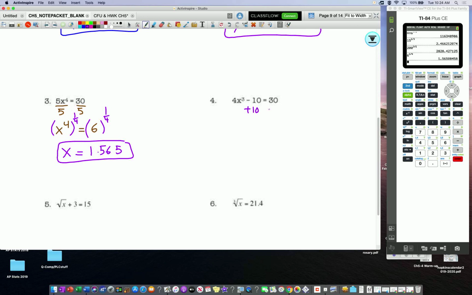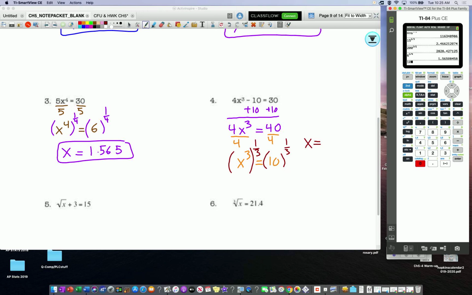All right, next one. I'm going to add 10 to both sides. 4x to the 3rd equals 40. Divide both sides by 4. So x to the 3rd equals 10. Now I want to get rid of the exponent 3, so the reciprocal of 3 is 1/3. So 10 to the 1/3 power. Plug that in my calculator, 2.154.